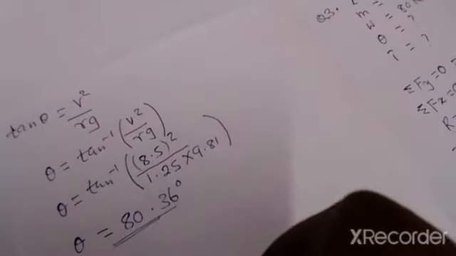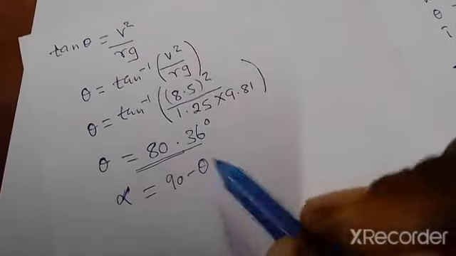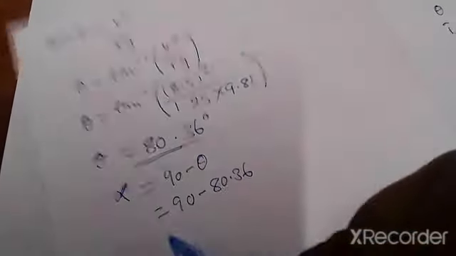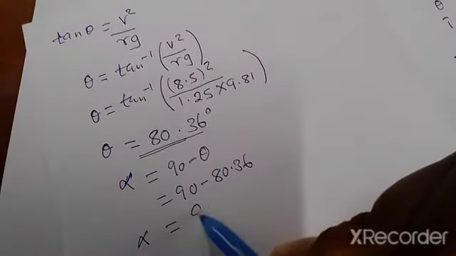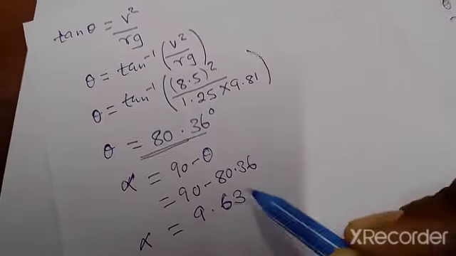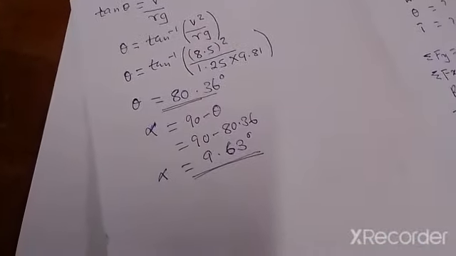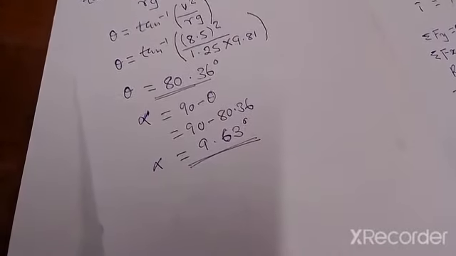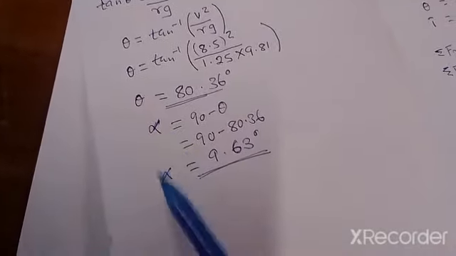So alpha is equal to 90 minus theta, which is equal to 90 minus 80.36. So alpha is equal to 9.63 degrees, rounding off the figures. So that's what we have. That's our angle, the angle that it makes with the horizontal. So about theta and alpha, you can use whichever you're comfortable with.